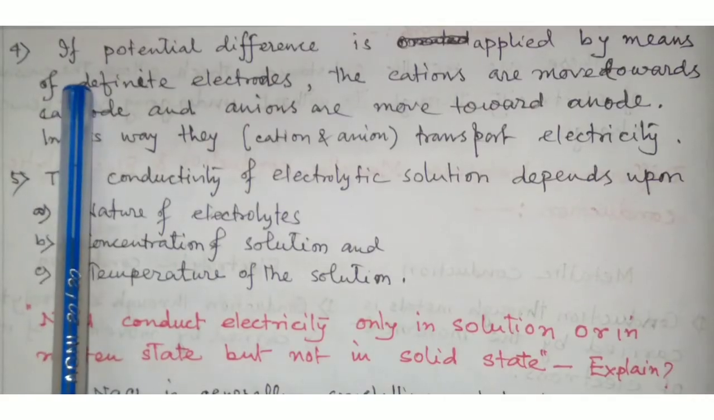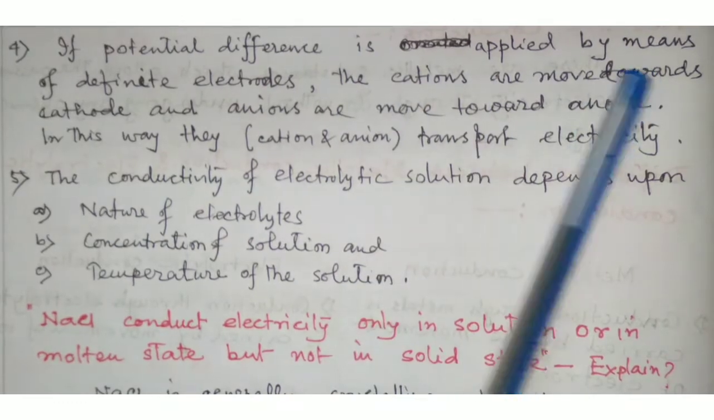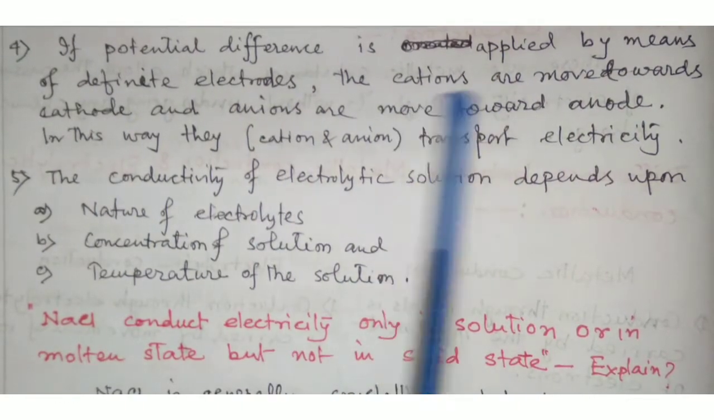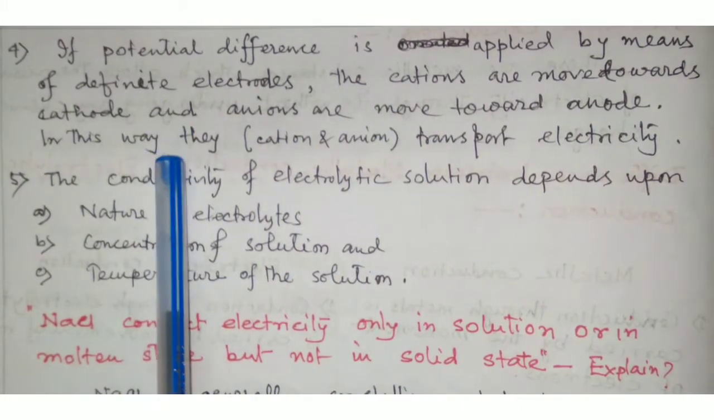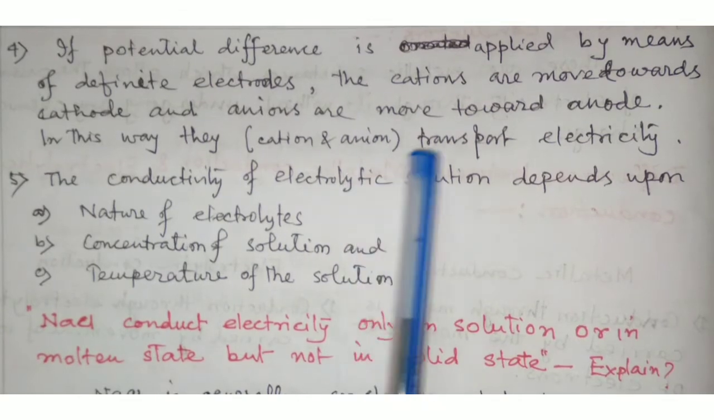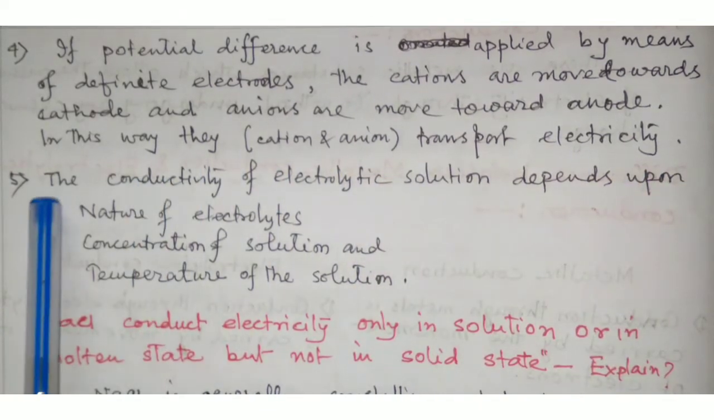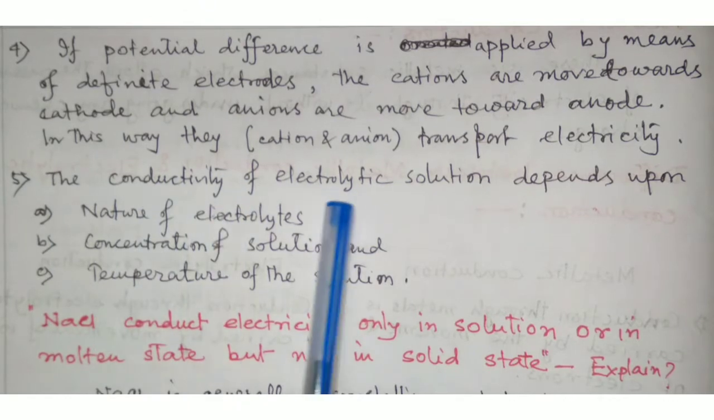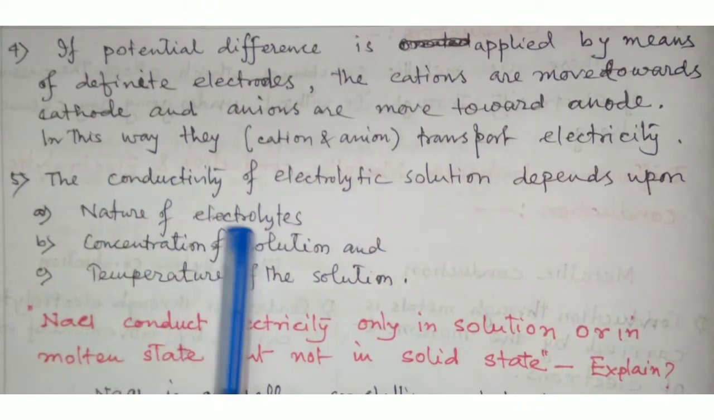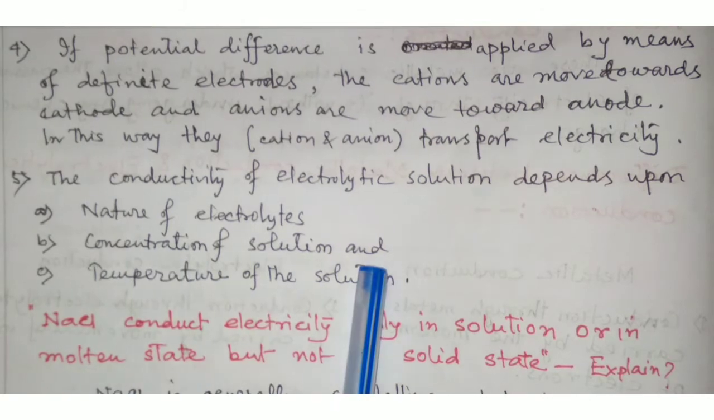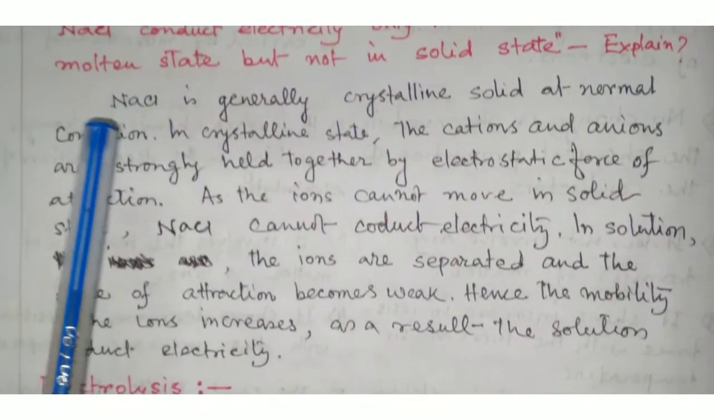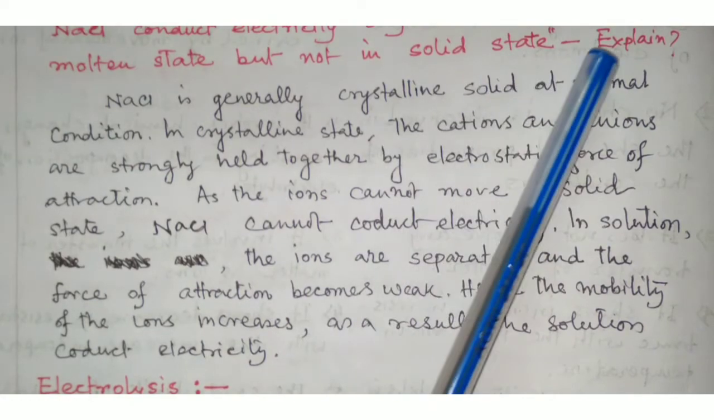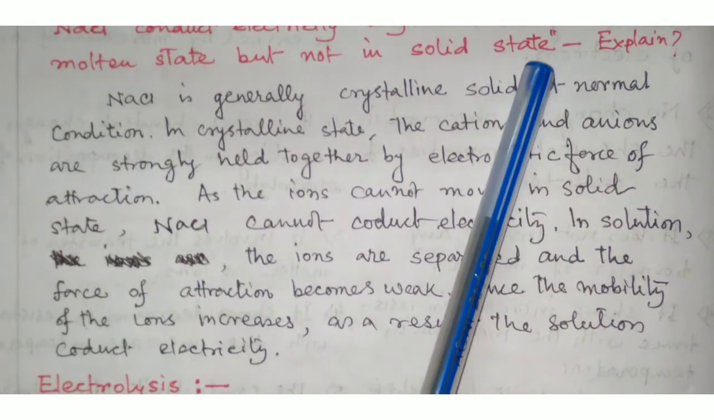Next point: if a potential difference is applied by means of definite electrodes, the cations move towards the cathode and the anions move towards the anode. In this way, cations and anions transport electricity. Point number 5, the conductivity of an electrolytic solution depends upon the nature of the electrolyte, the concentration of the solution, and the temperature of the solution. Now a question arises. Sodium chloride conducts electricity only in solution or in the molten state but not in the solid state. Why?